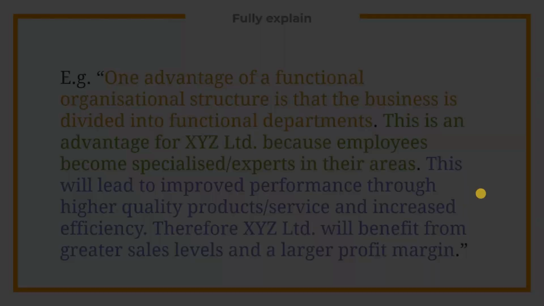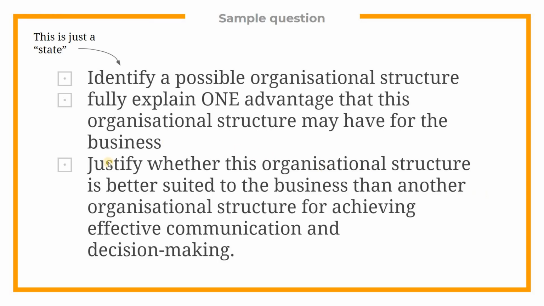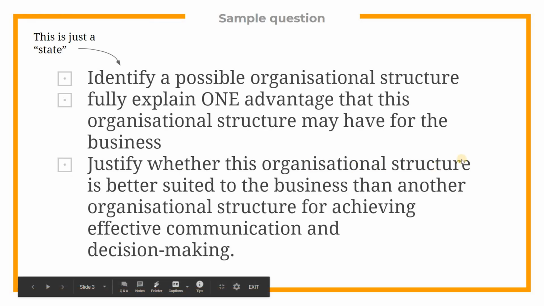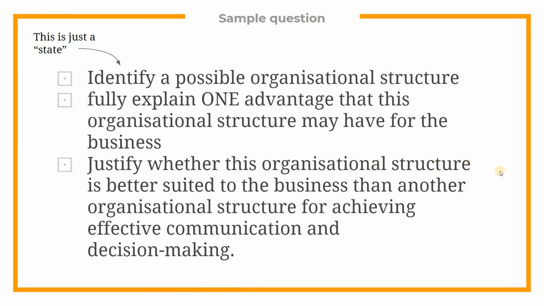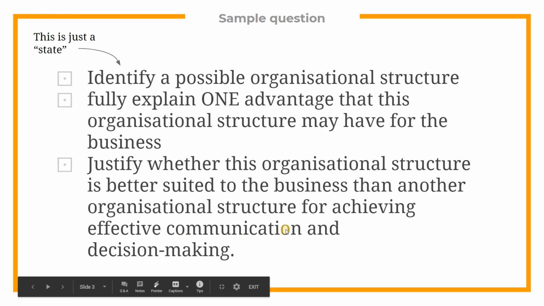But if we go back to our question, we will remember that there's also this part here, this justify part. Sometimes it'll say justify something, sometimes it'll say provide a justified conclusion. It's all the same thing. It says justify whether this organizational structure is better suited to the business than another organizational structure for achieving effective communication and decision making. So I've got to say, is this better than another one with regard to effective communication and decision making?